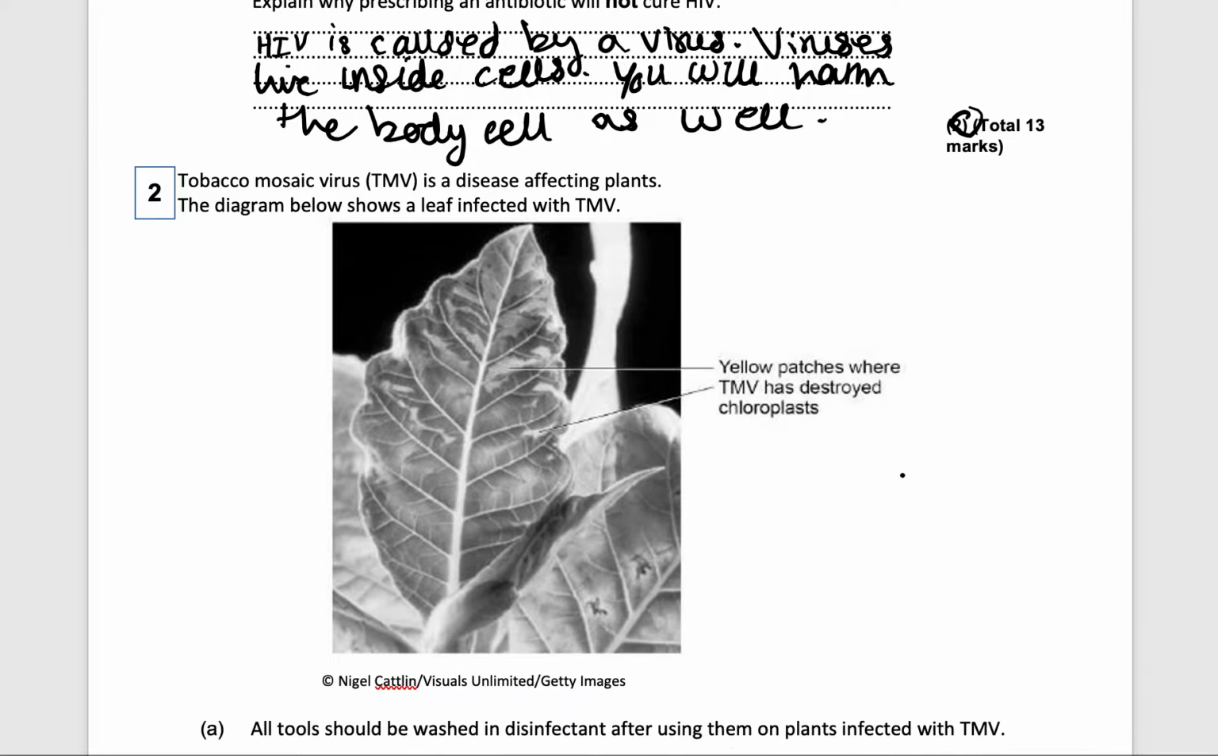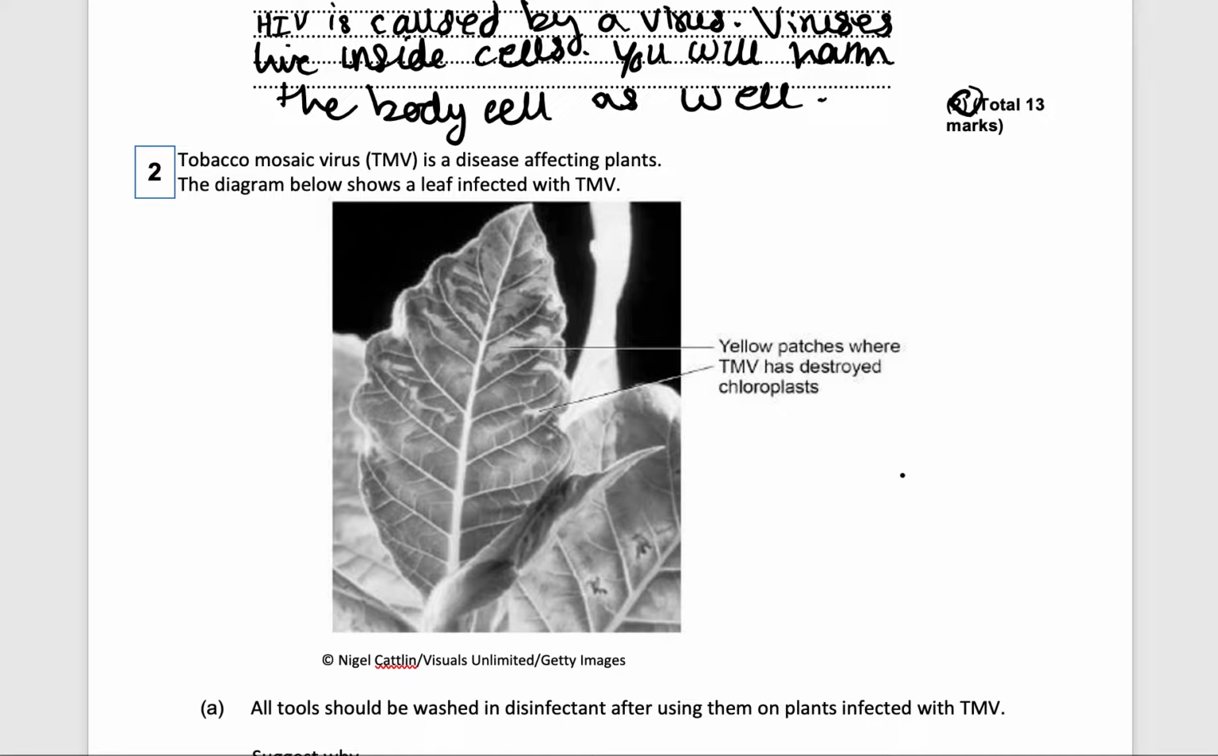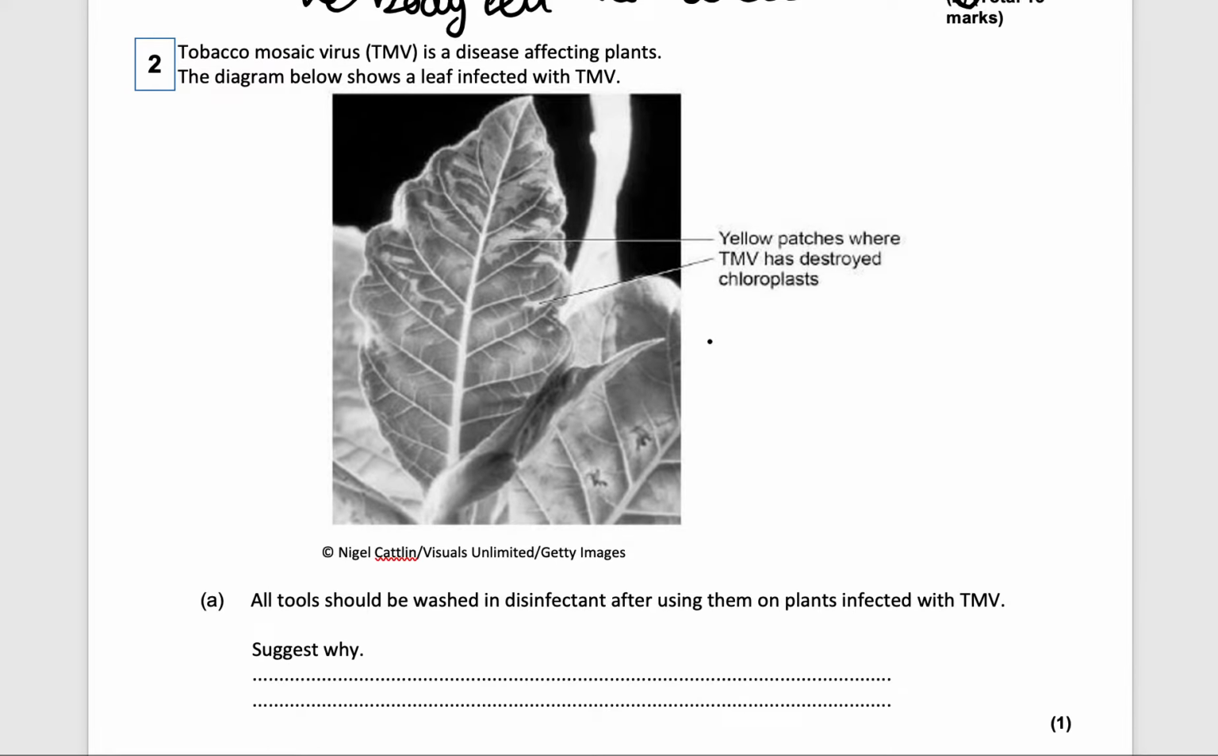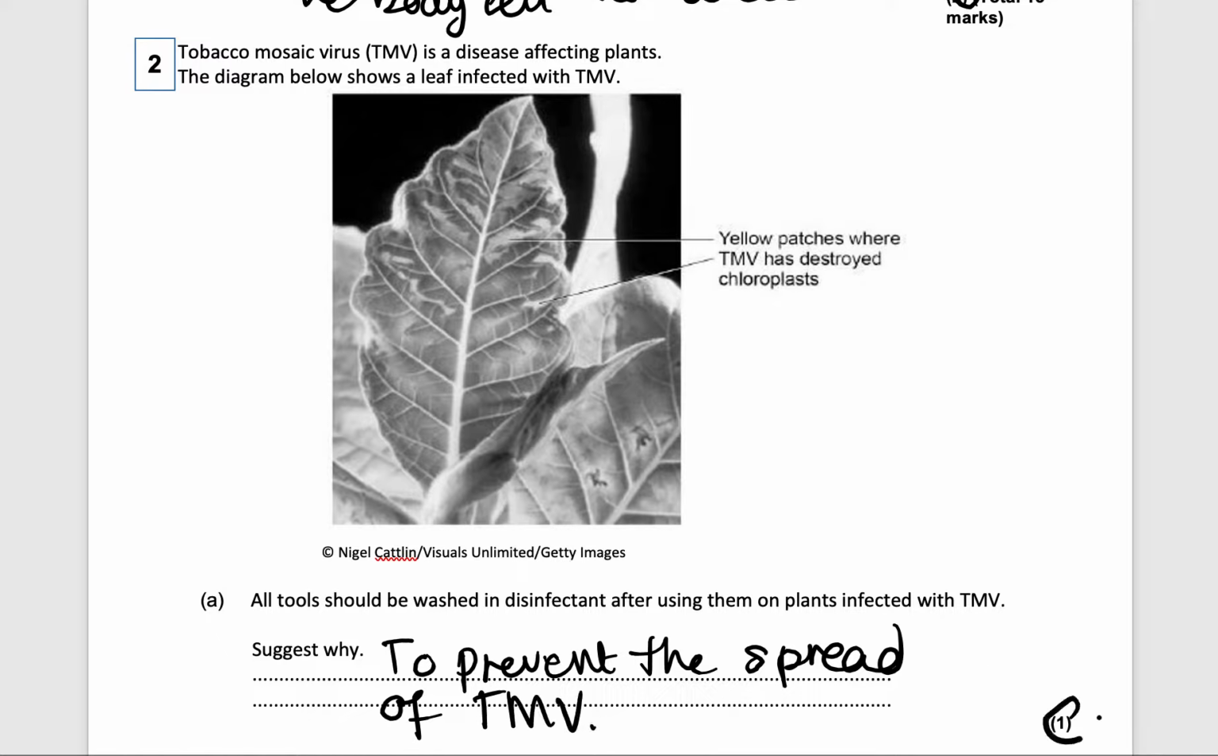Okay. Next question. Tobacco mosaic virus, TMV, is a disease affecting plants. The diagram below shows a leaf infected with TMV, and over here we can see the yellow patches where TMV has destroyed the chloroplast. All tools should be washed in disinfectant after using them on plants infected with TMV. Suggest why. Well, it's only 1 mark, so you need to only give a reason. So the answer to this would be to prevent the spread of TMV. Okay, and that will get you 1 mark.